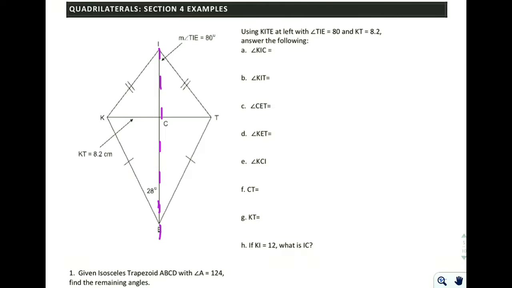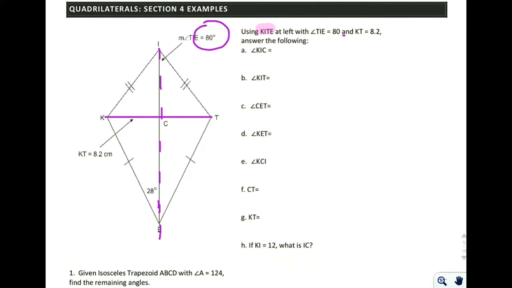So we start out with the kite K-I-T-E, very clever here, at the left. And we're told that T-I-E, this inner angle here, is 80 degrees. So this inner angle here is 80 degrees, and that's only half of it. And then KT is 8.2. So KT is this entire cross beam going here. It's 8.2. So we've got to answer all of these other things.